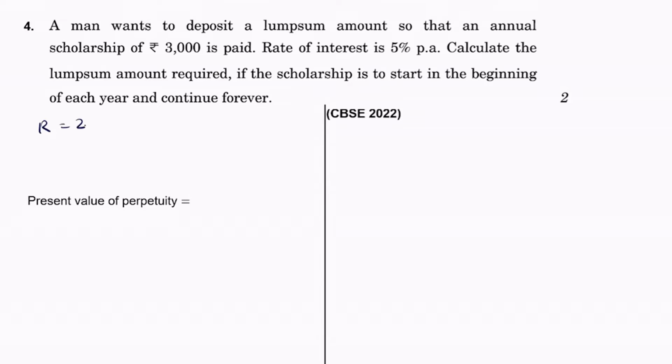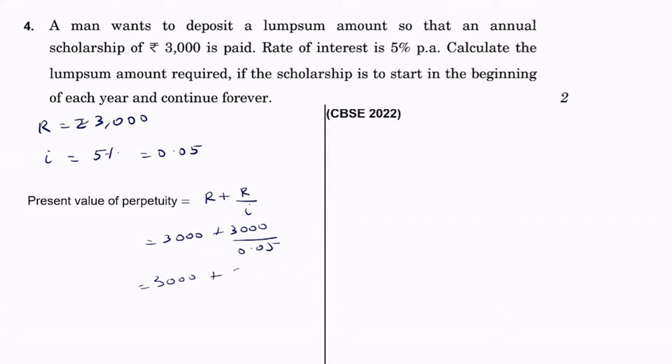R is rupees 3,000 and I is 5%, it is 0.05. So the present value of perpetuity is given by R plus R by I. So it is 3,000 plus 3,000 by 0.05. This is 3,000 plus 3,000 into 100 upon 5. This will go 20 times. As a result, we have 3,000 plus 60,000. This is rupees 63,000.